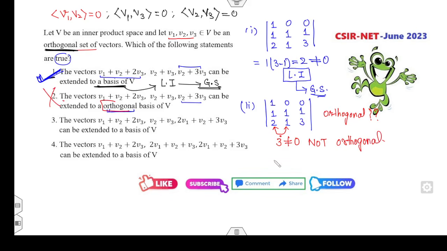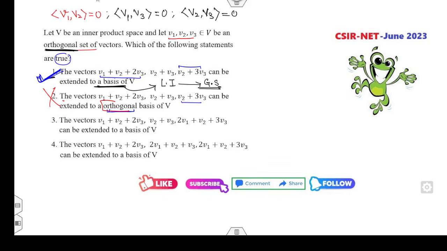Fine. Always remember students, if you prove that the set of the vector is orthogonal, that implies they are Li, but converse is not true. Fine. Converse, like same example, you can see they are Li, but they are not orthogonal. Look at the third set. The given set can be extended to the basis.